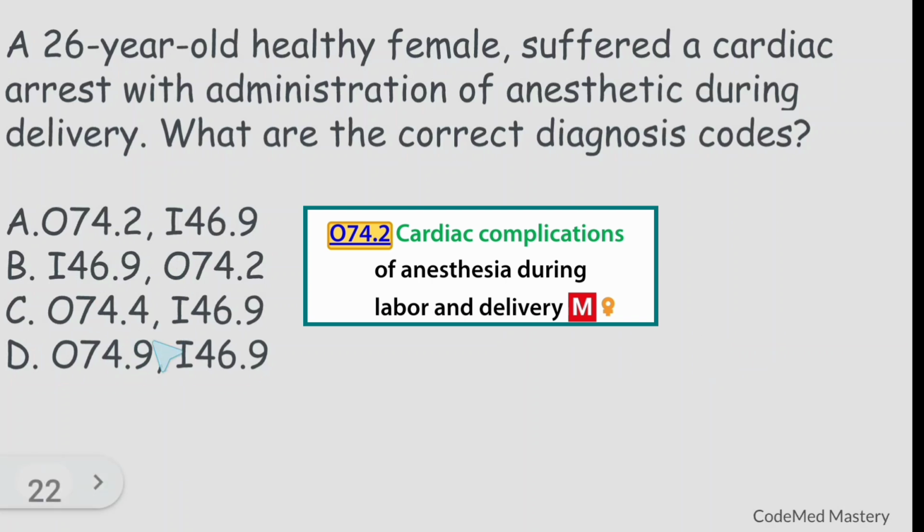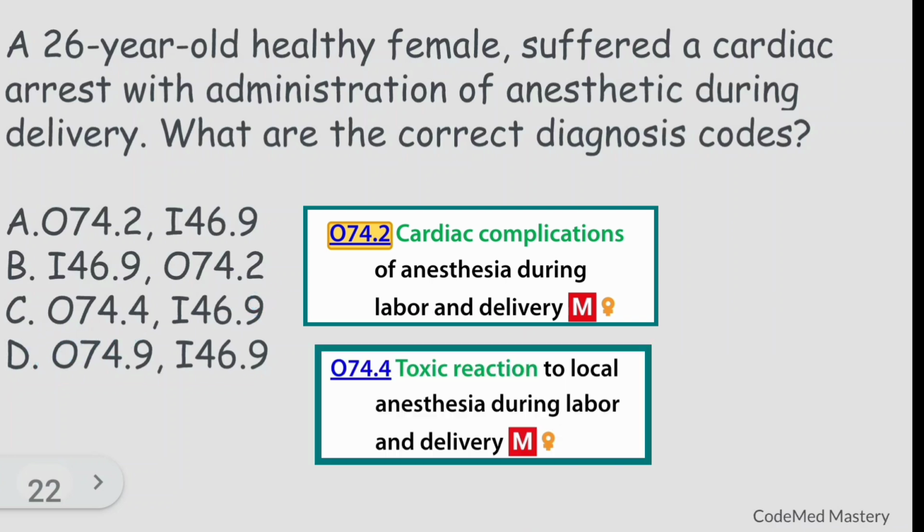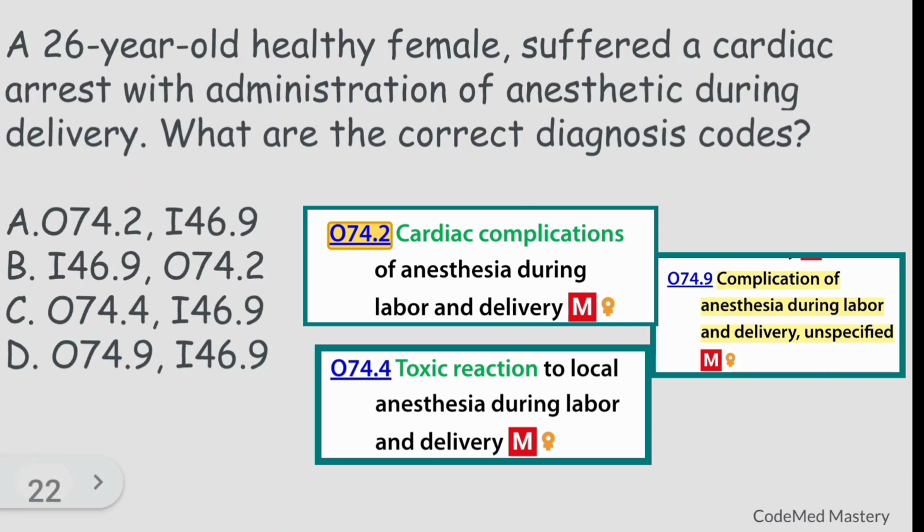Let us check the O codes in the options first. In option B, they have mentioned second code O74.2. Let us check option C, O74.4. That is for toxic reaction to local anesthesia during labor and delivery. And option D, O74.9 is for complication of anesthesia during labor and delivery unspecified. So which among these O codes is the right one? The right code is O74.2, because that is for cardiac complications of anesthesia during labor and delivery.